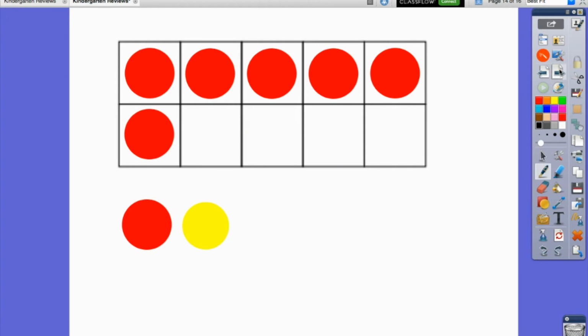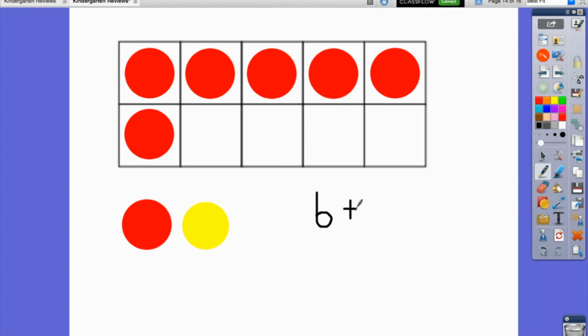What about this one? Let's count the number of red counters that are on our 10 frame. How many would be in the first row? If we fill in one row, we know that there are 5. And I could count on one more in the next row, which means that there are 6. 1, 2, 3, 4, 5, 6.